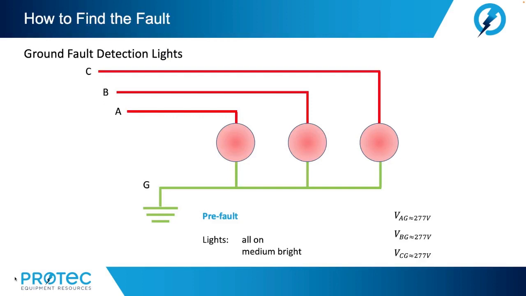Alright, so how do we find the fault? Well, here we see ground fault detection lamps connected into the circuit. In a pre-fault, the lights are all on and have about a medium brightness. Now, voltage AG would approximately be 277 volts. Voltage BG would be about 277 volts, and voltage CG would also be about 277 volts.